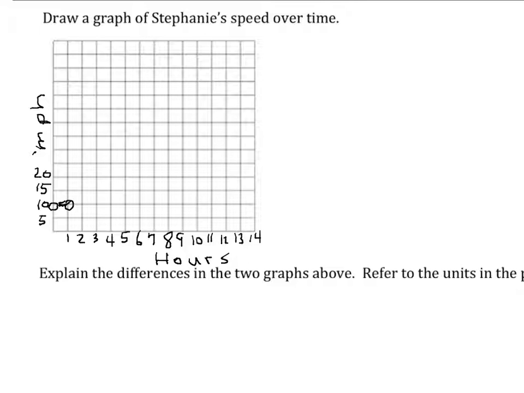Then from 1 to 3, it's going to be 0 miles per hour because she stopped moving. So 1 to 3 should be open intervals with a line segment in between. And then from 3 to 6. 3 to 6 was a little bit difficult because it wasn't at an integer on some of the points.